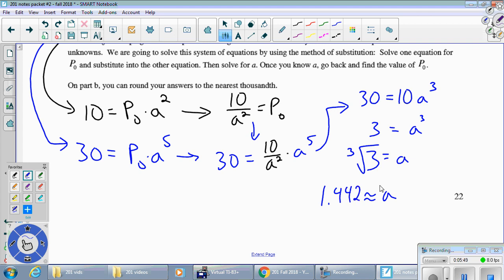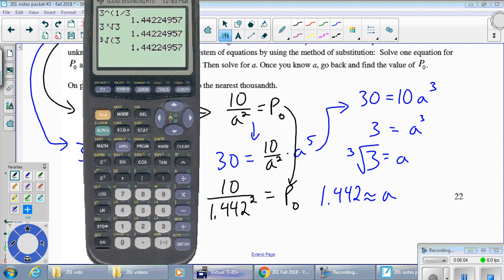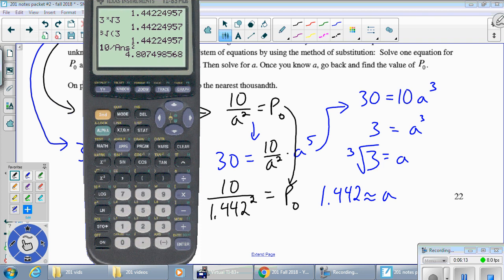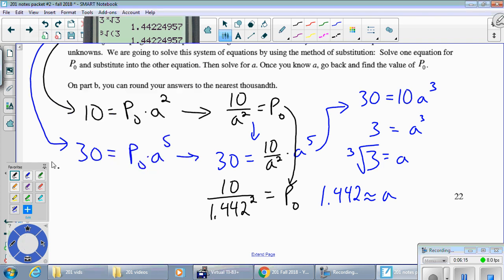Okay, and then we're going to go back up to this equation, which has a p sub 0 in it. And that will allow us to solve for p sub 0, 1.442. That was supposed to be squared. So back to the calculator, 10 divided by second answer squared, 4.807.